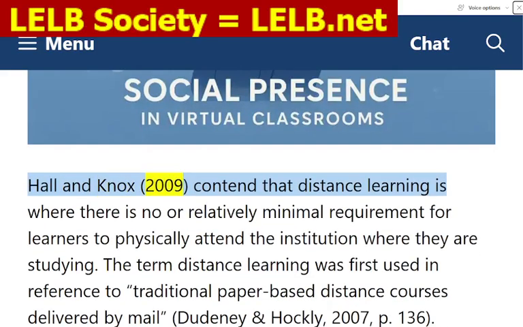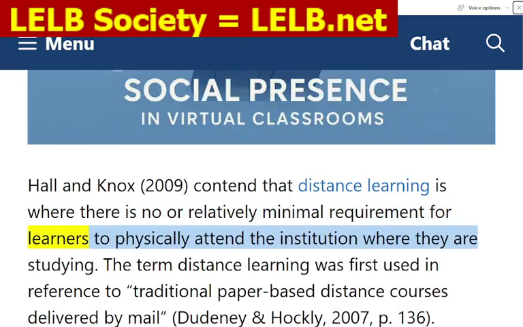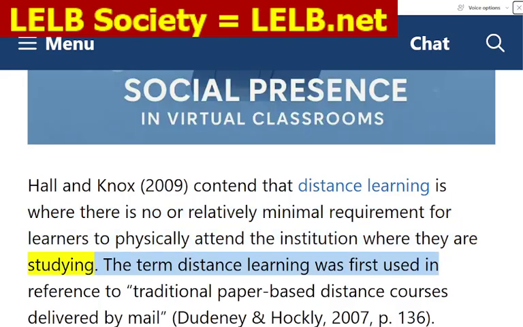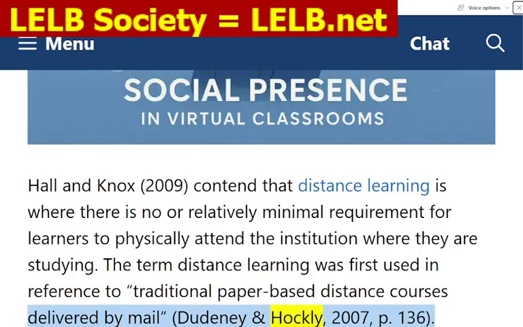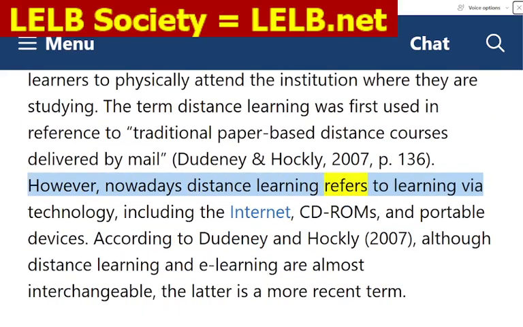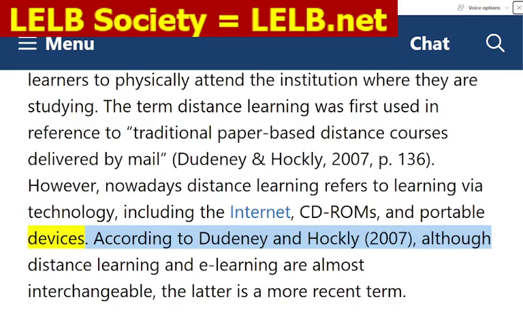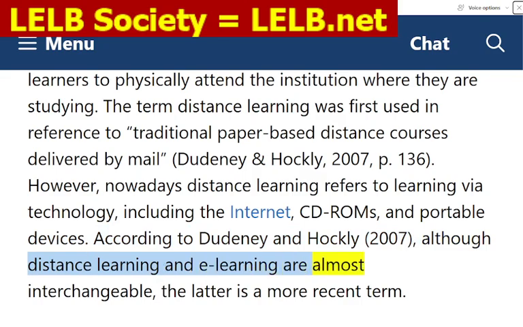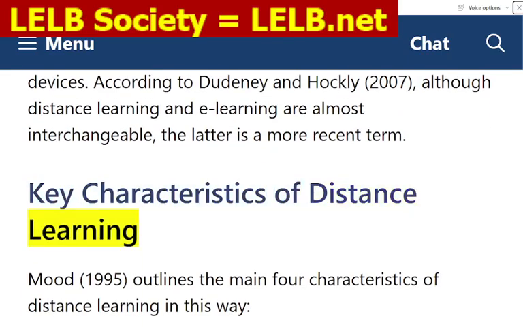Hall and Knox, 2009, contend that distance learning is where there is no or relatively minimal requirement for learners to physically attend the institution where they are studying. The term distance learning was first used in reference to traditional paper-based distance courses delivered by mail. Dunay and Hockley, 2007, page 136. However, nowadays distance learning refers to learning via technology, including the Internet, CD-ROMs, and portable devices. According to Dunay and Hockley, 2007, although distance learning and e-learning are almost interchangeable, the latter is a more recent term.